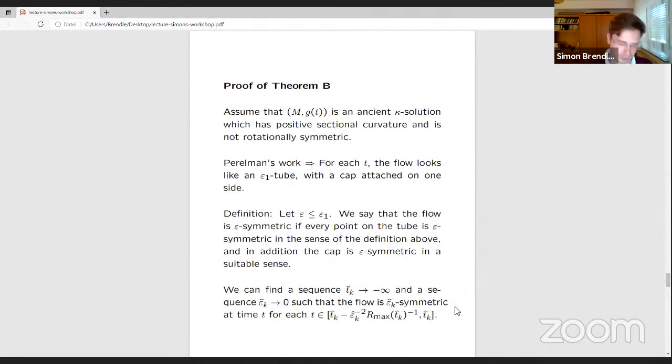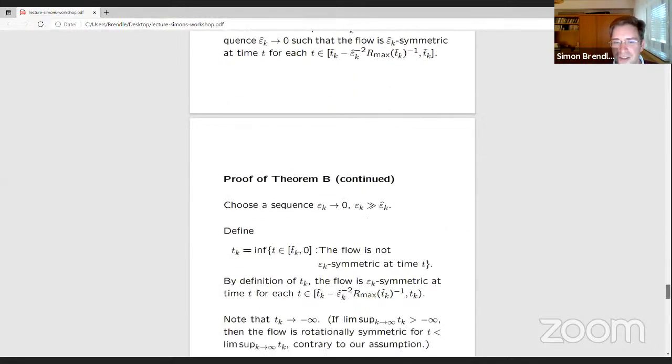All right, so now let me get back into the proof of B. We have established a bunch of things before, and now let's do the full proof. The idea is we want to choose a sequence of times t_k going to negative infinity, where the flow looks symmetric, and actually it looks symmetric on a large time interval.